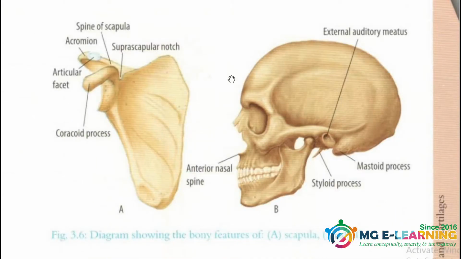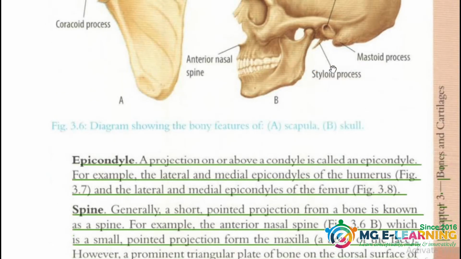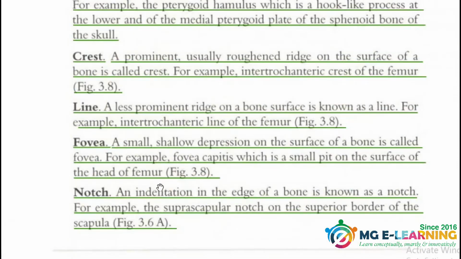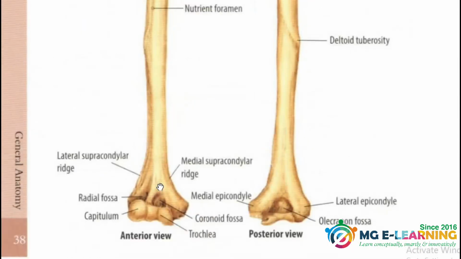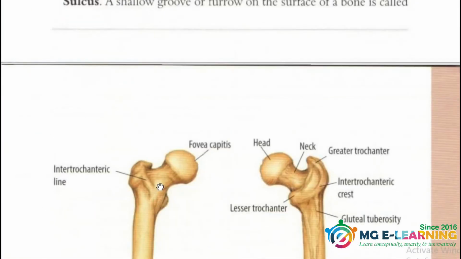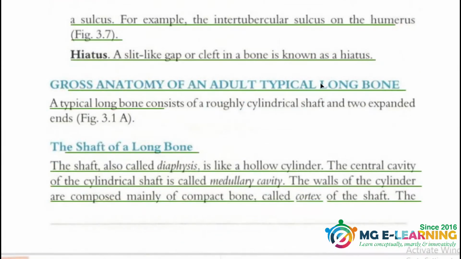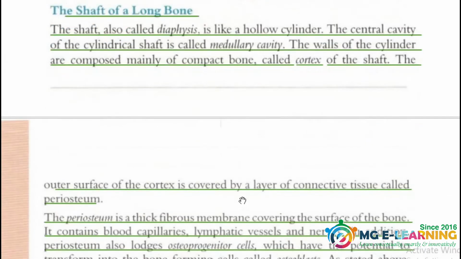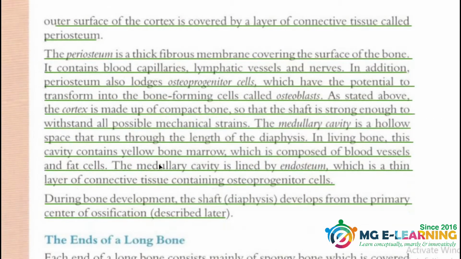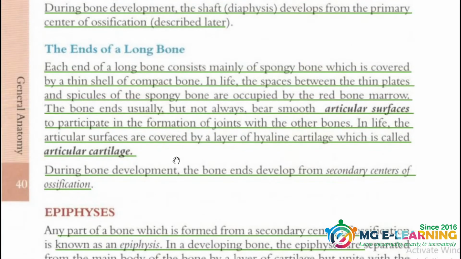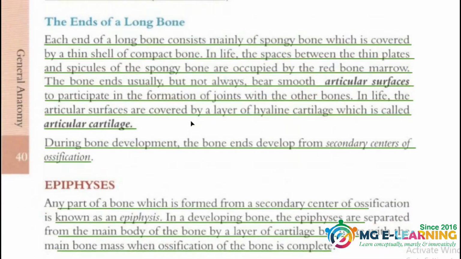These diagrams are helpful in understanding the bones and different structures of the impressions of the bones. Next is the continuation of that same topic. Next is the typical long bone. This is an important topic. First of all is the gross anatomy. The gross anatomy is not as such asked, but you should know the gross anatomy of a typical long bone. The ends of the long bone are important for your understanding.